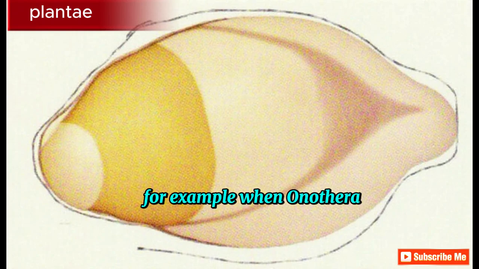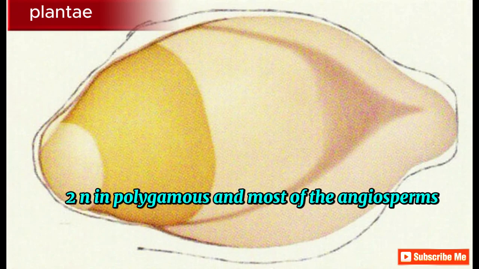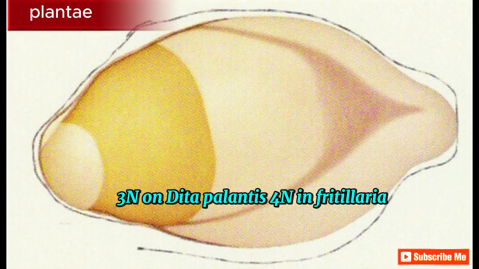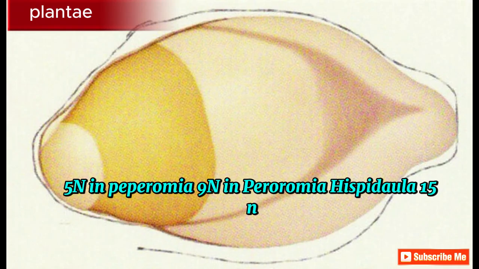For example, in Oenothera, 2n; in Polygonum and most of the angiosperms, 3n; in Ditepalanthus, 4n; in Fritillaria, 5n; in Peperomia, 9n; in Peperomia hispidula, 15n.